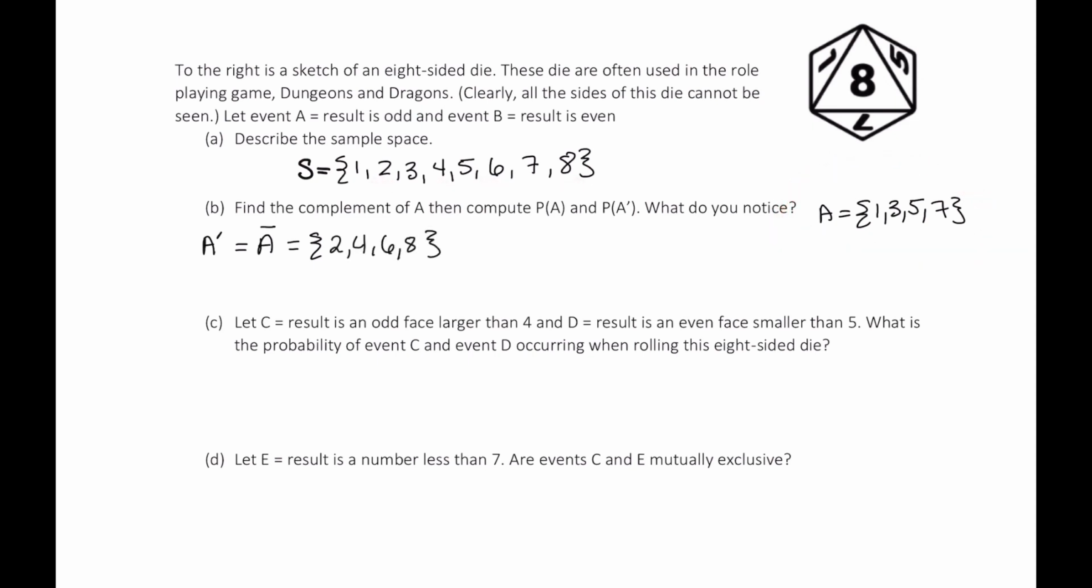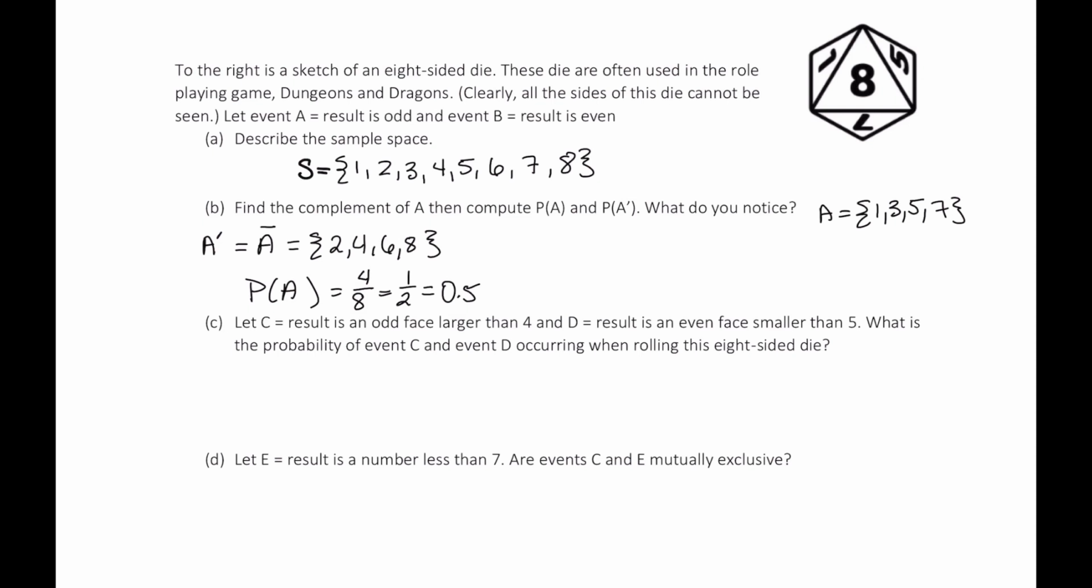So now let's compute the probability of A. There are 1, 2, 3, 4 possible ways to get an odd number when rolling this 8-sided die. So the probability of A is 4 out of 8, which is 1/2. And as a decimal, we can write 0.5.